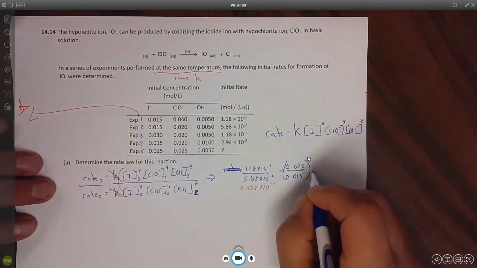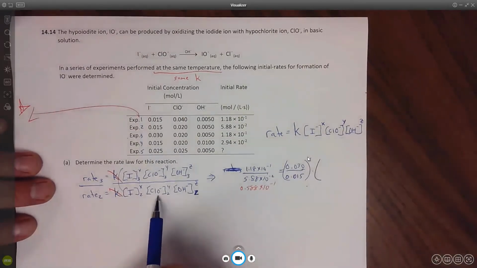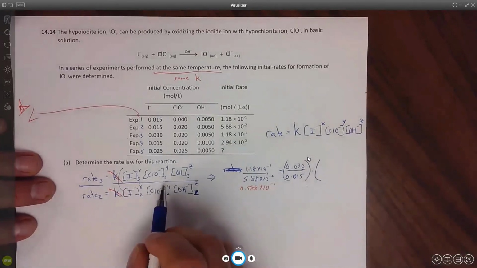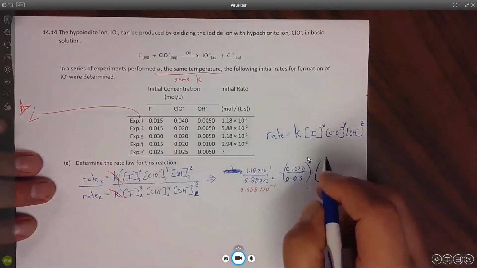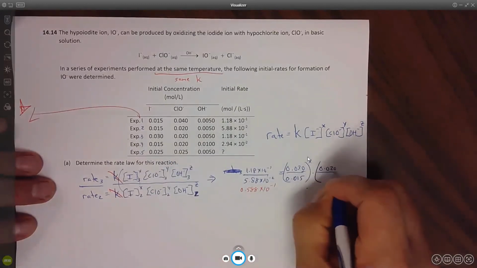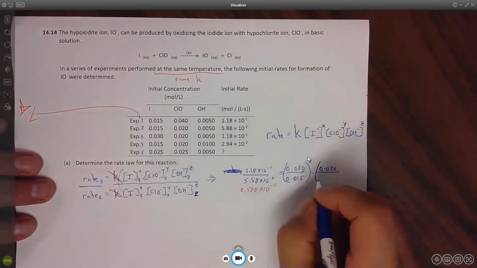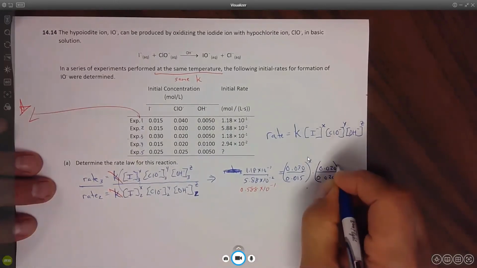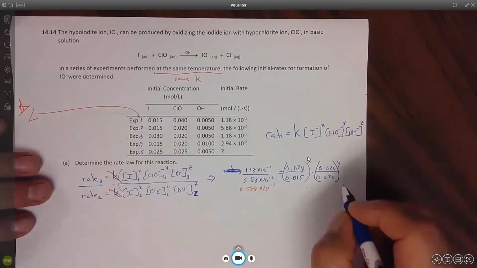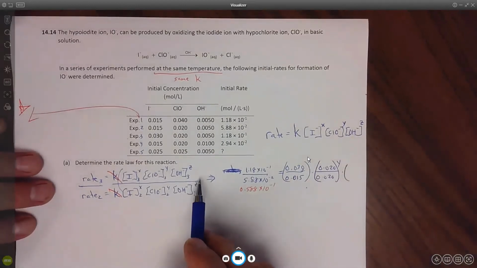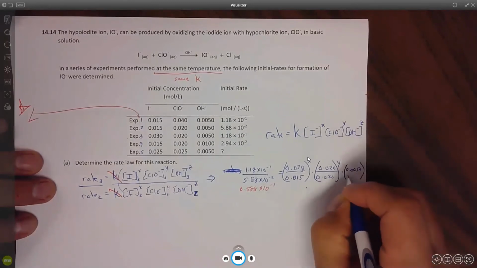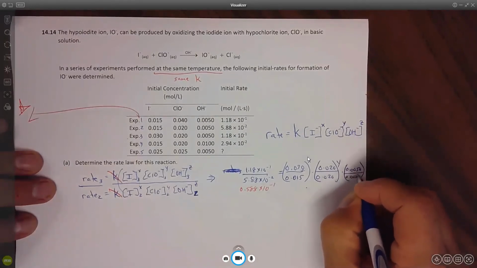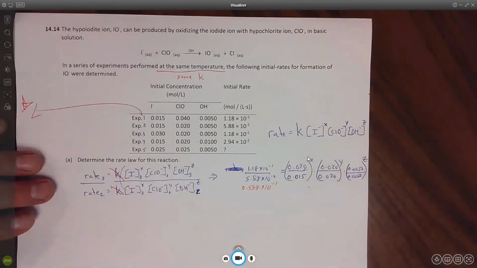Then I could look at the next one, right? So the next one was the hypochlorite. So the hypochlorite for experiment 3 was 0.02. And for experiment 2, it was 0.02. That's raised to the y. And then finally, the hydroxide for experiment 3, it is 0.005. And for experiment 2, it was 0.005. And so that's the z.